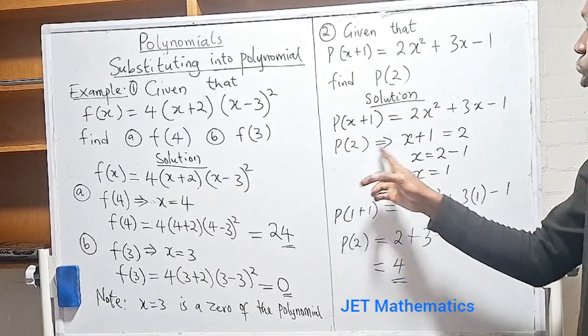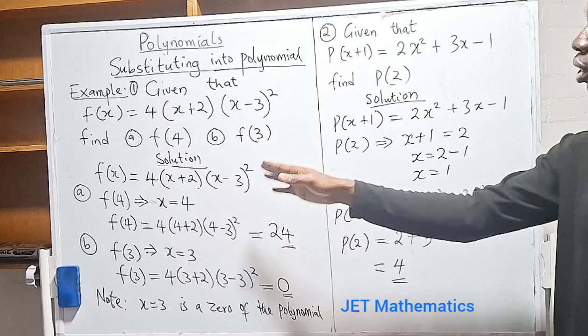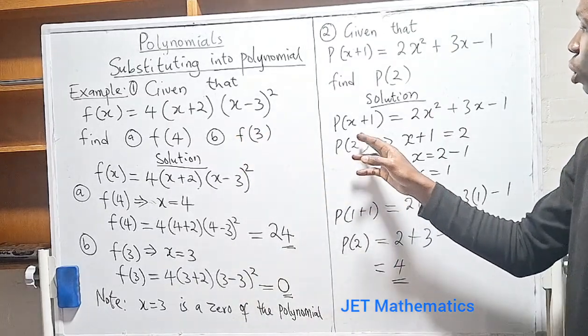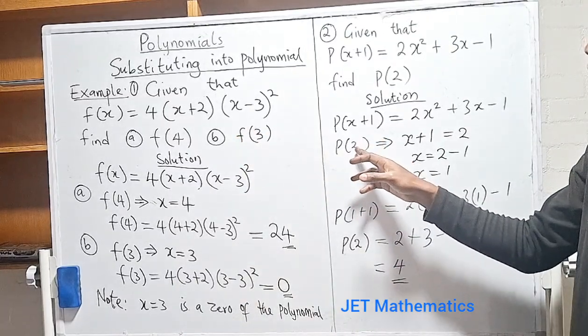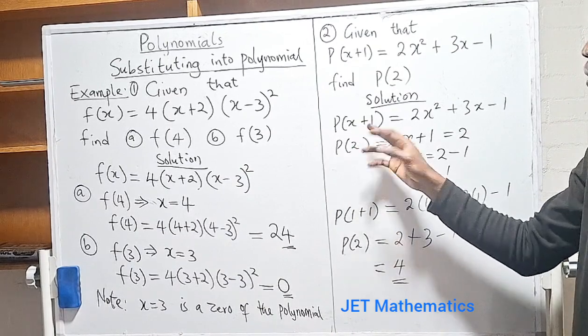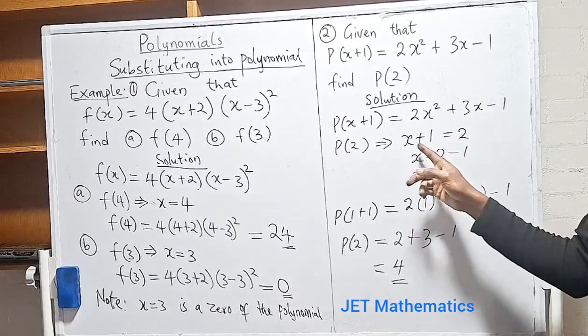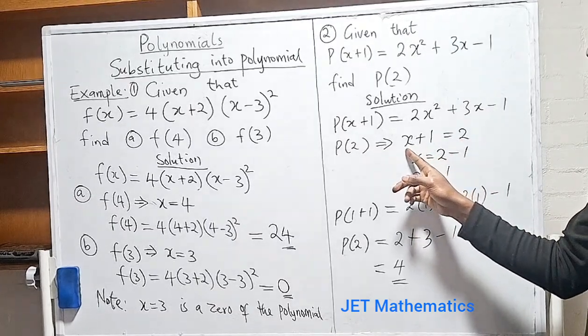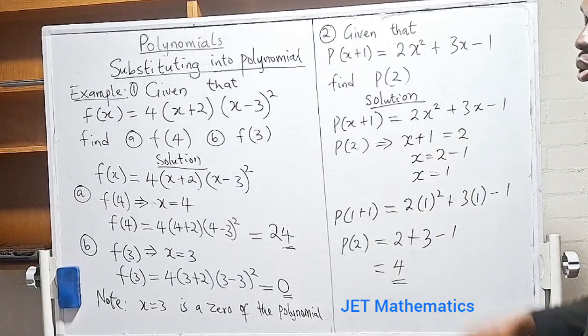Please don't forget how we approach this problem. It is quite different from the first one. Here, we still use the same approach by saying that 2 is equal to whatever we have here. Then at the end of the day, we get the value for x and substitute it into the polynomial.